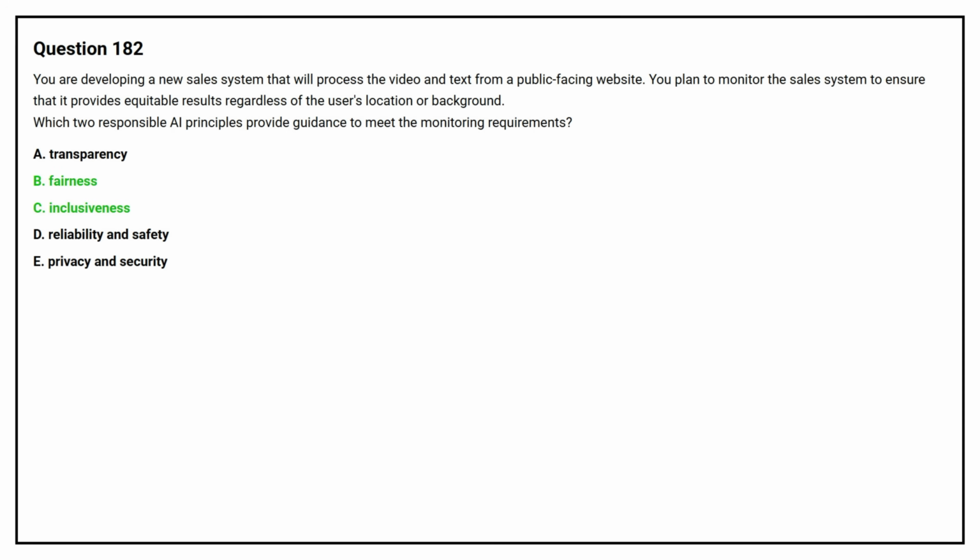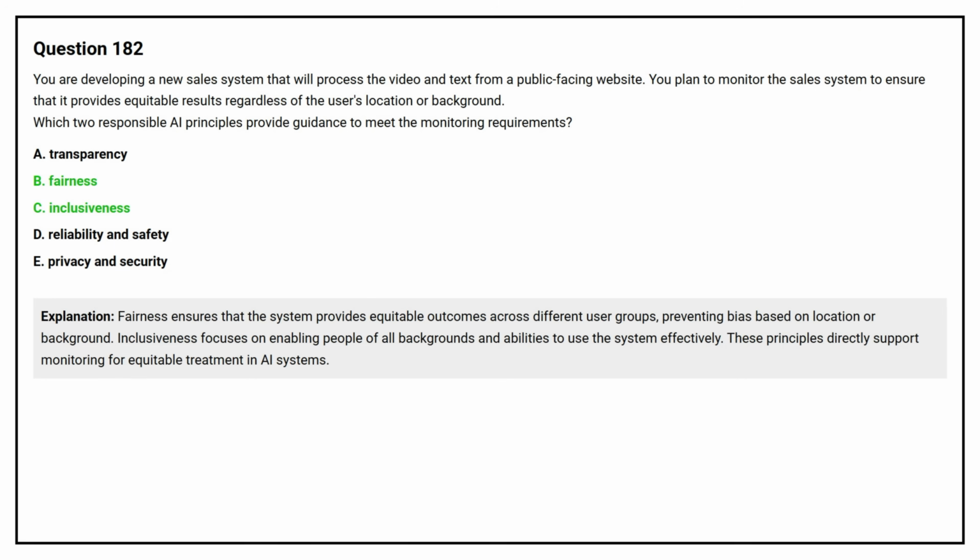The correct answers are option B, fairness. Option C, inclusiveness. Fairness ensures that the system provides equitable outcomes across different user groups, preventing bias based on location or background. Inclusiveness focuses on enabling people of all backgrounds and abilities to use the system effectively. These principles directly support monitoring for equitable treatment in AI systems.